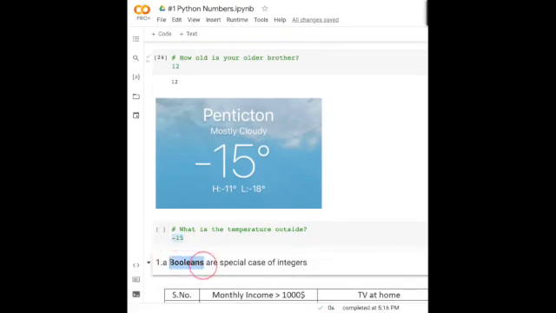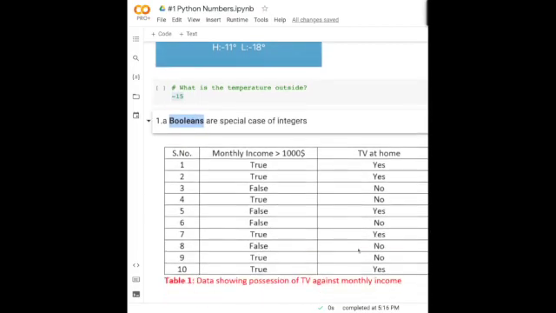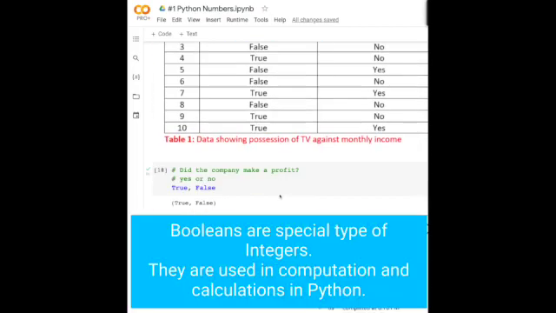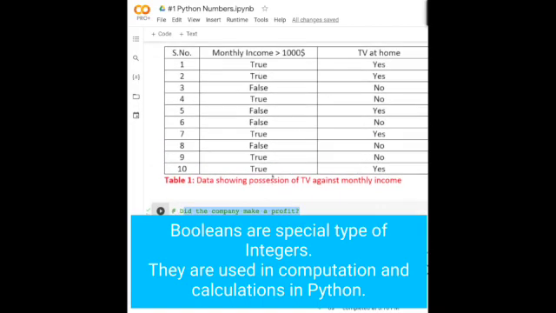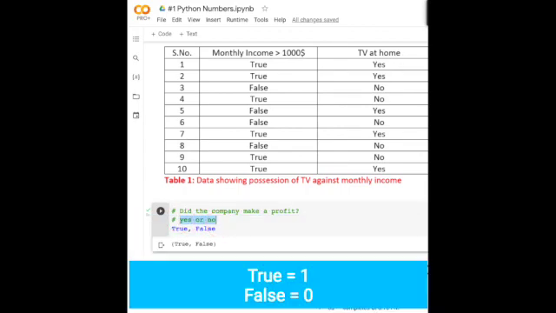Now there is a special type of integer in Python. These are the Booleans or the true false. They're used in answer to questions and they provide very important information. So did the company make a profit? Was it over 1,000 or not? Did they have a TV at home? So we use the true false as a means of recording the information.